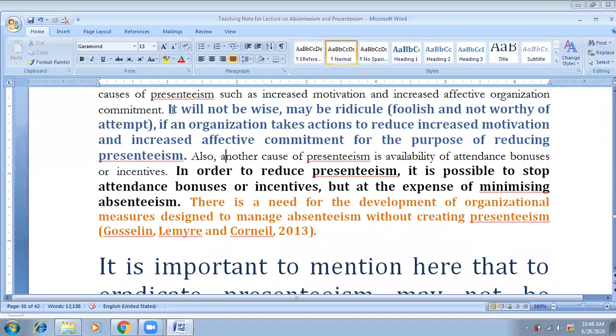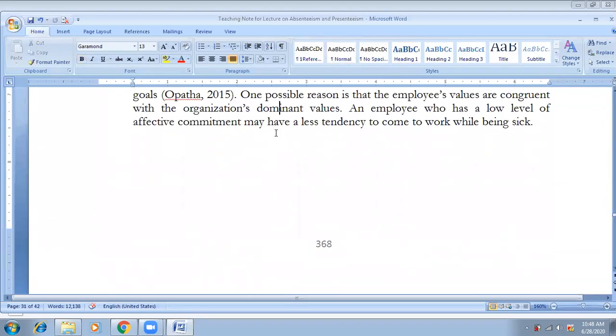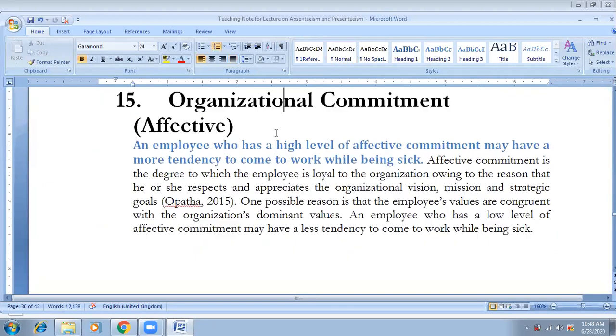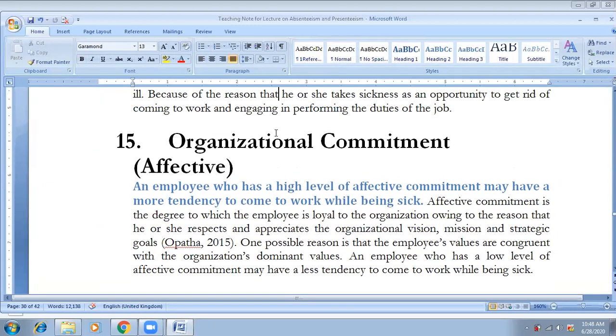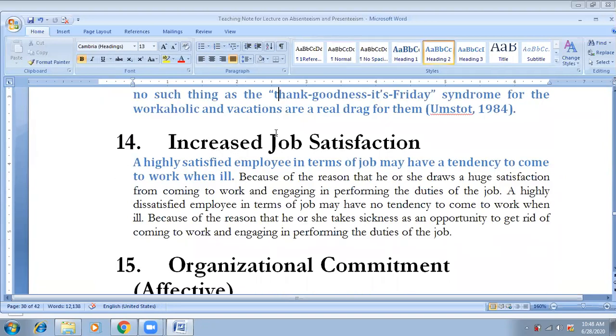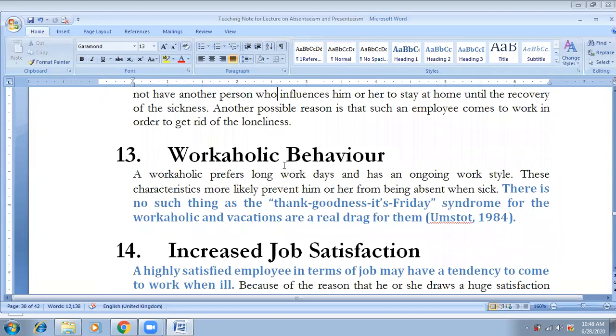But remember, it will not be wise, maybe ridiculous, foolish and not worthy of attempt, if an organization takes action to reduce motivation and effectiveness, because there are reasons for presenteeism. This one is a driver of presenteeism. Even this one, some companies are greedy of earning money, greedy of maximizing shareholders' wealth. They prefer to have people who are workaholics.